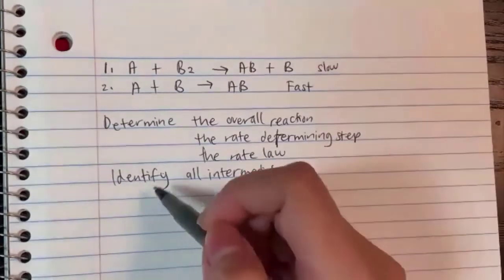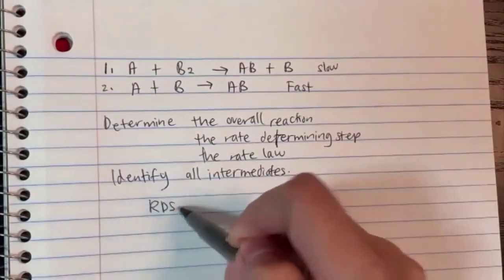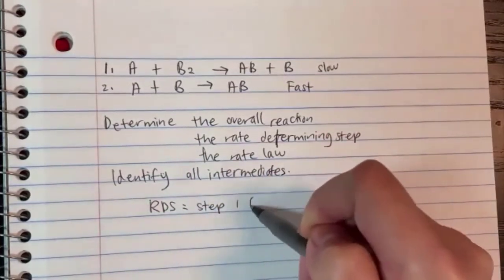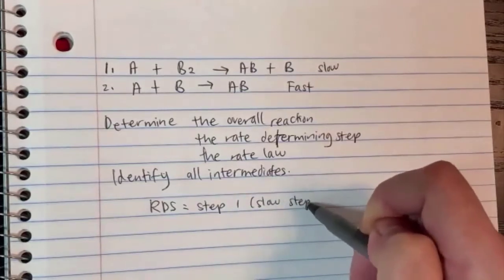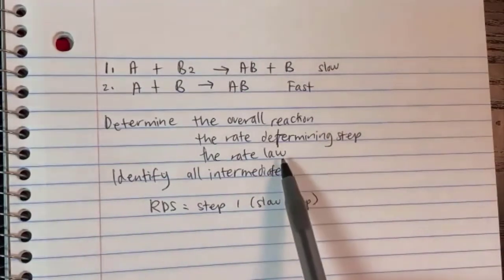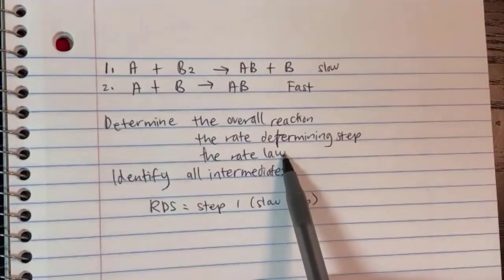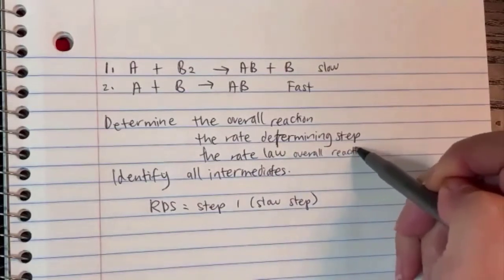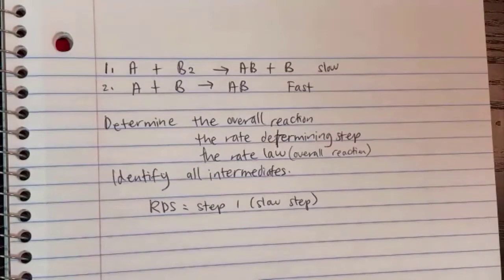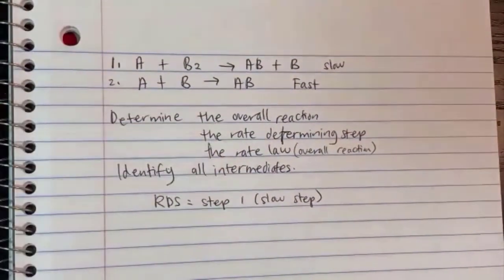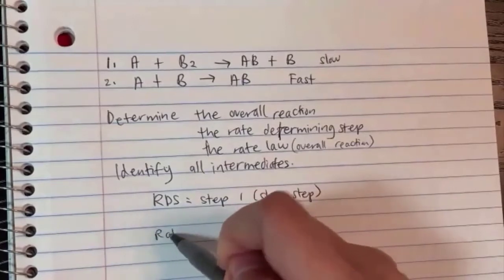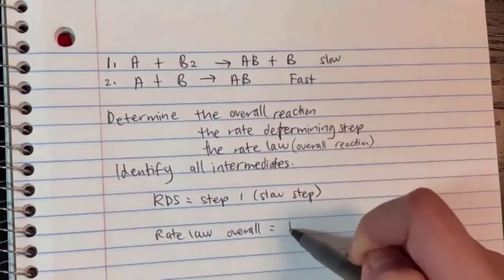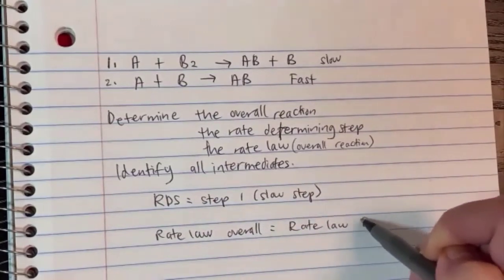So let's go ahead and just write RDS, rate determining step, because I'm too lazy to write a bunch of words. Step 1. Why? Because it is a slow step. So that means the rate law for the overall reaction is the same as the rate law for the rate determining step. Agree? So the rate law overall is the same as the rate law for step 1.